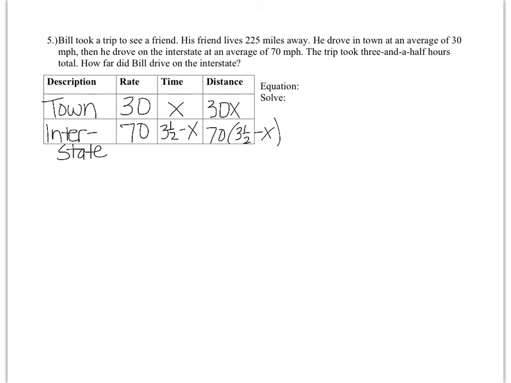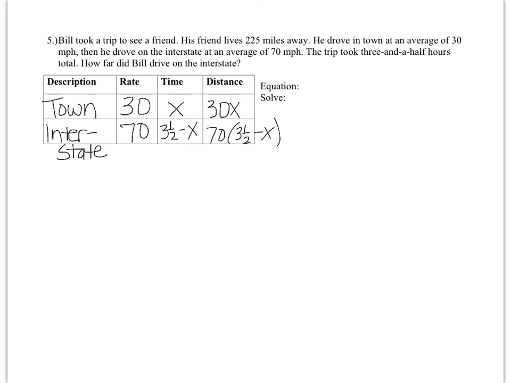And it doesn't matter if you switch these. You could make the town 3.5 minus X and the interstate X. In the end, whatever you solve for is whatever you have the X as, is what you're going to plug into these expressions. So that's a little bit tricky to think about, but this is what you get for the times. So then if you have this set up like me, this would be 30x, and then this would be 70 times 3.5 minus x. You could have the 3.5 minus x up here and the x down here.